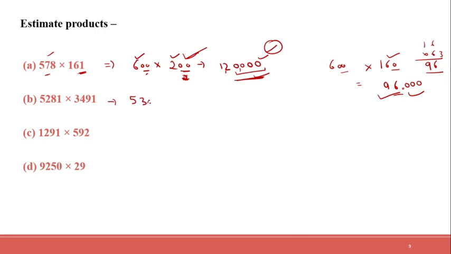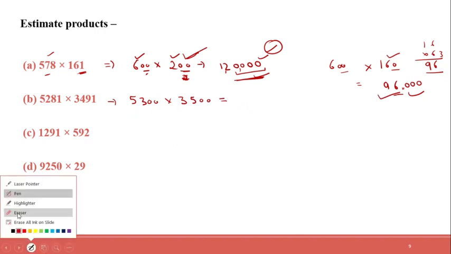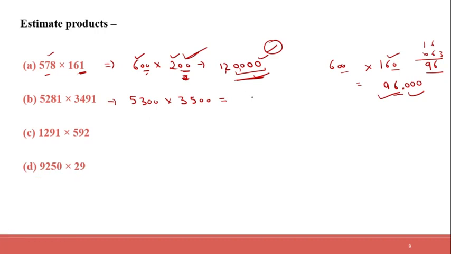Here 53,000 into 35,000, right? 5300 into 3500. So how will we multiply? Double zero here, double zero here, right? Now we are left with 53 into 35. Do this multiplication, right? 5 into 3, 15, 5 plus 1, 5, 5 into 5, 25, plus this extra one, 26.